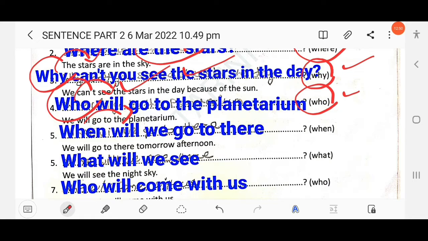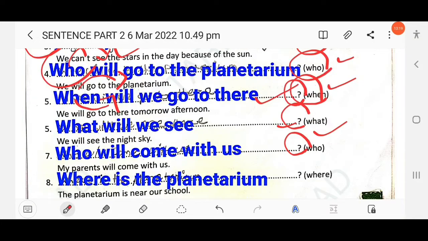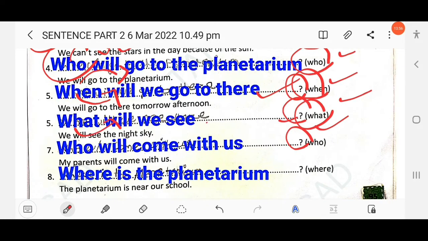So here, we will go there tomorrow afternoon. That means your timing, when? When will we go there? And you have to use the question mark. Here the question mark is already provided in each. So here when is the WH word, and here the verb is will. The next: we will see the night sky. Here what is provided. So you have to use, what will we see? Here WH word, then verb.